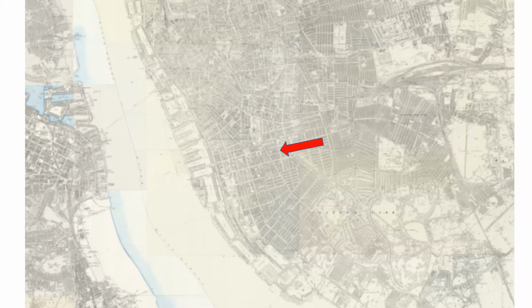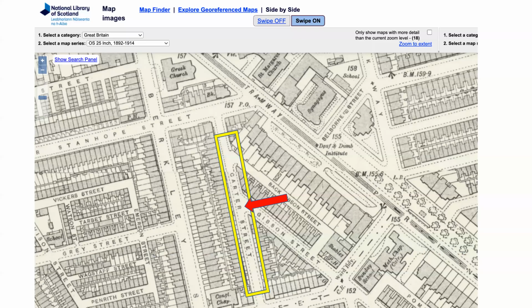All right, so I like to look at old maps to see where these people lived. So this is a map of Lower Liverpool. That big red arrow is pointing to Carter Street. And if we zoom in on Carter Street, we can see this is a great old map from the National Library of Scotland. So if you're ever looking for old maps of the UK, this is great. They have different choices of maps that you can have, and they're actually quite detailed.